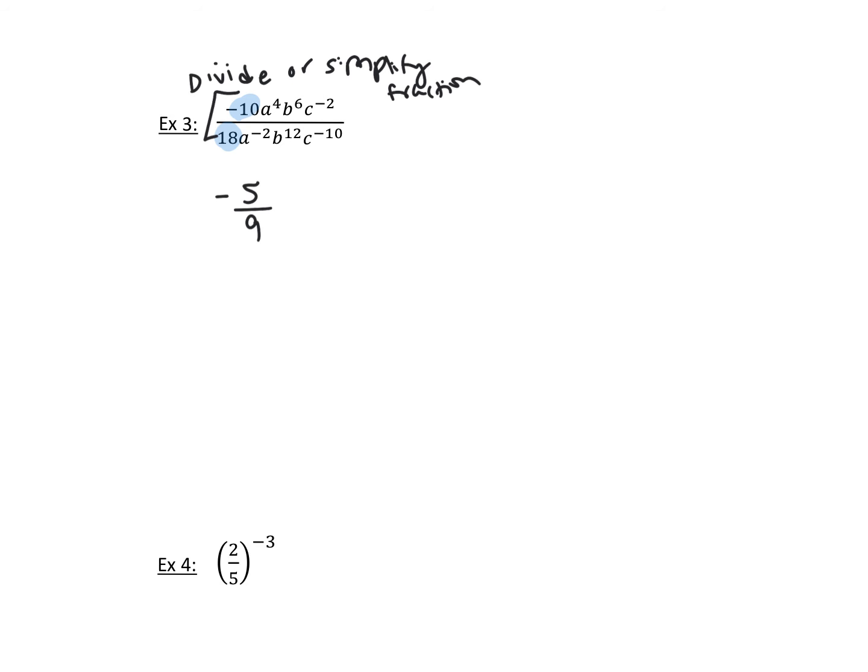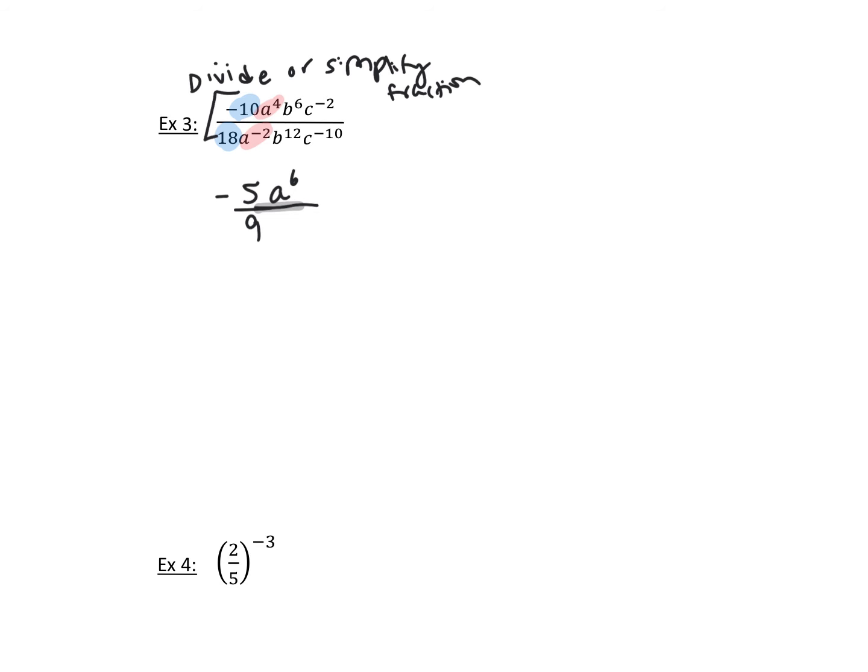Now I'm going on to the a's. I'm going to subtract the exponents. I'm going to use the subtraction method this time. So 4 minus negative 2. 4 minus negative 2 is 4 plus 2, which is 6. I have a positive 6th power, so I'm going a to the 6th in the numerator.